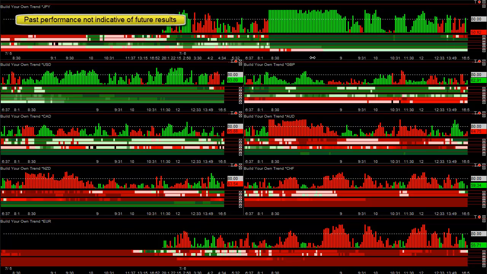So basically, step one is find the strongest currencies, buy the strongest versus the weak, and sell the weakest versus the strong. Since the dollar was strong and the euro is very weak, we're looking to sell the euro dollar, and the best trades, especially after 8:30, we're selling the euro yen.